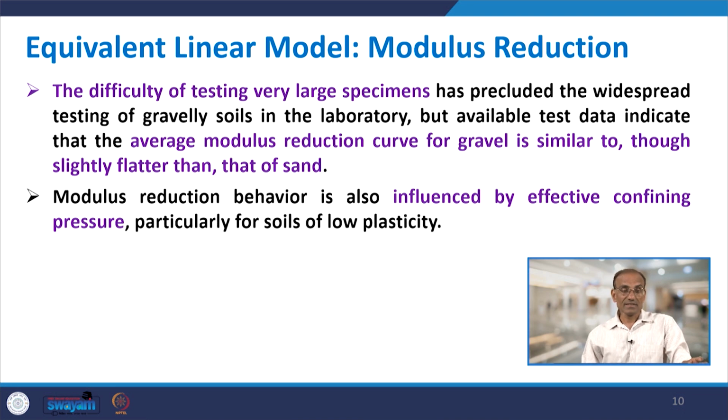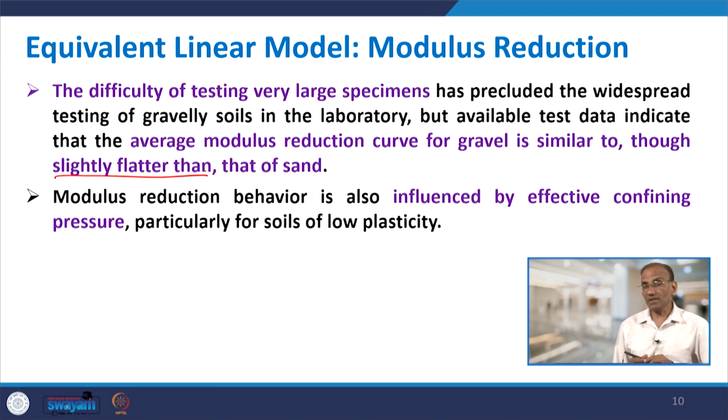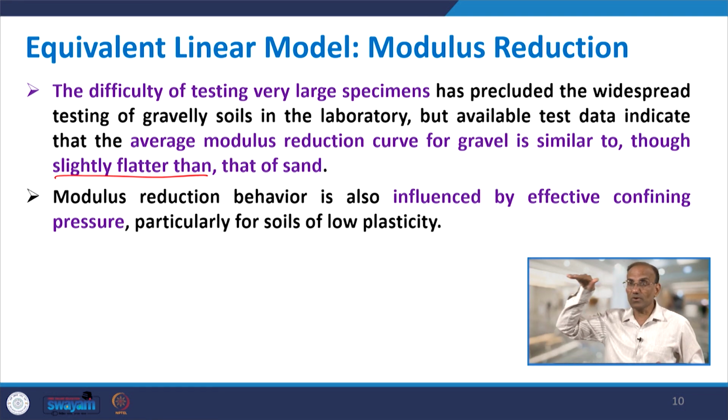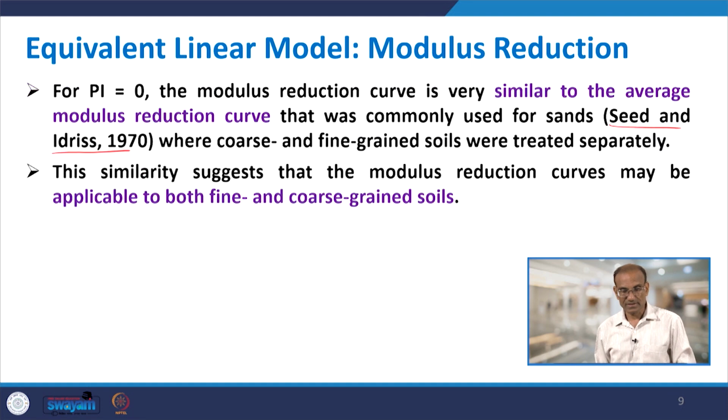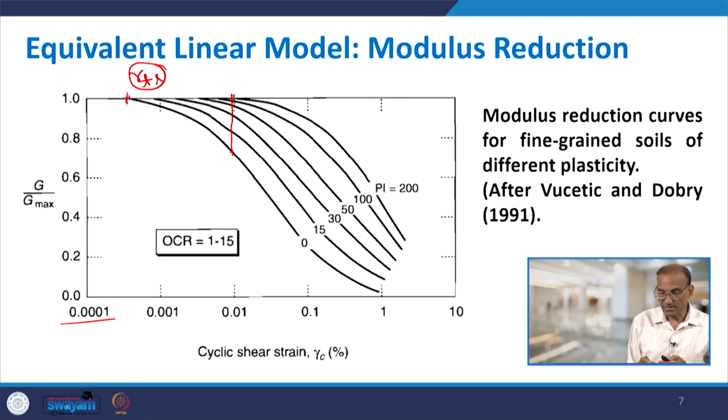As a result, widespread testing of gravelly soils in the laboratory is difficult and the available data is very scarce. Researchers have pointed out that the modulus reduction curve for gravel is similar to that for sand, but slightly flatter. Slightly flatter means that G by G max stays high for a larger range of strain before it starts decreasing.